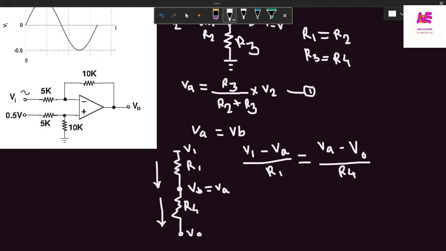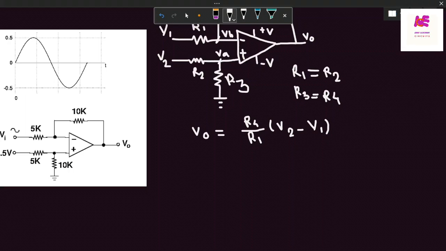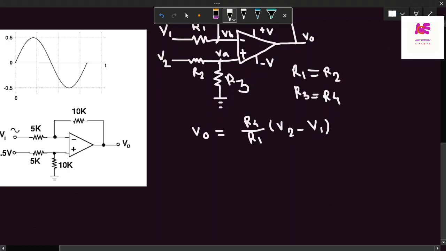After solving, we have to put in the VA value from equation 1. First I took the value of VA using the voltage divider rule. Then I used the virtual ground concept. Now I am applying KCL at the inverting terminal and putting in the value of VA from equation 1. After solving, we finally get the output voltage equal to R4 upon R1 into V2 minus V1. V2 is the voltage at the non-inverting terminal and V1 is the voltage at the inverting terminal.